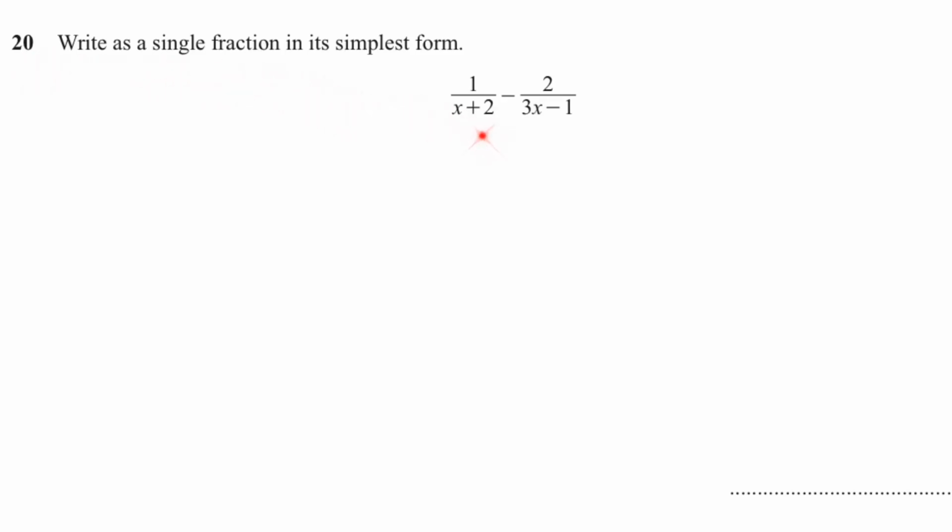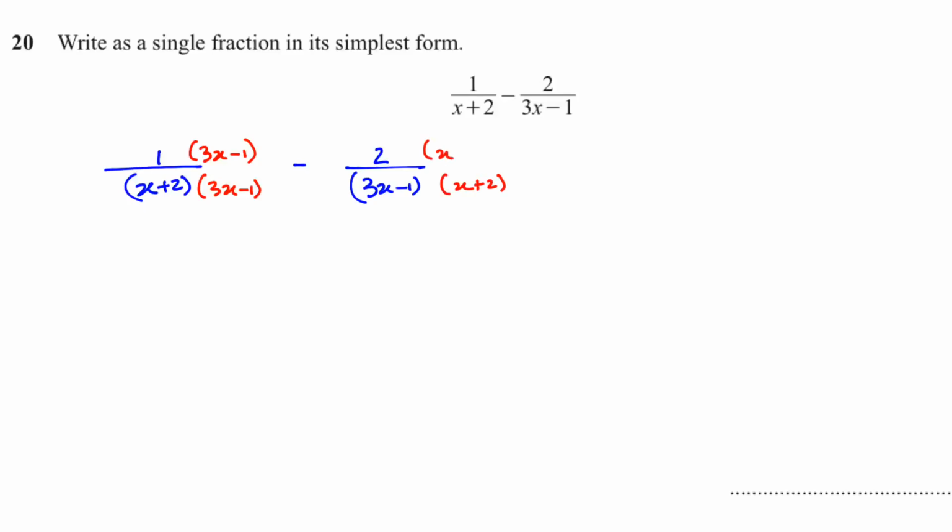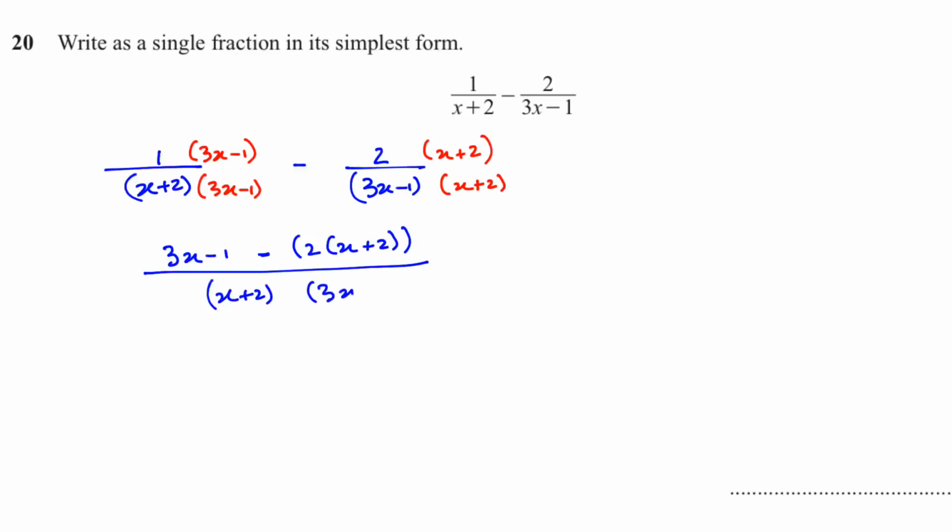Question number 20. We have been given an algebraic fraction and we write it as a single fraction. The first thing is that you need to have a common denominator. So we will write 1 over x plus 2 minus 2 over 3x minus 1. Multiply this by 3x minus 1. You have to multiply the denominator and the numerator. And here, multiply by x plus 2. We will get 3x minus 1 minus (2x plus 2) over (x plus 2)(3x minus 1). The reason I put a bracket here is because there's a negative out front. So be careful when you're multiplying.